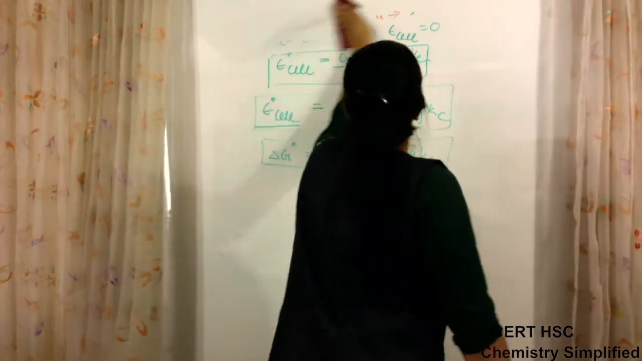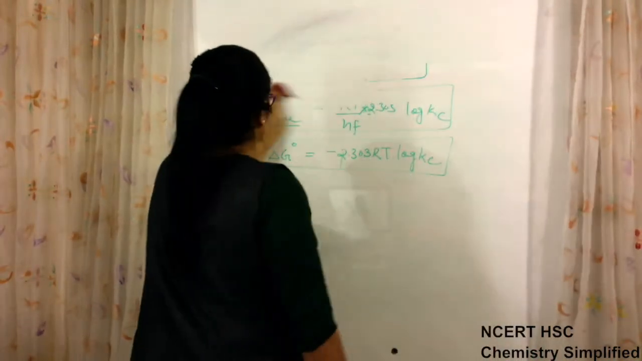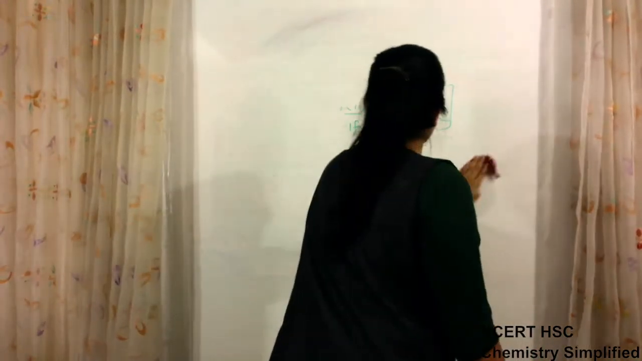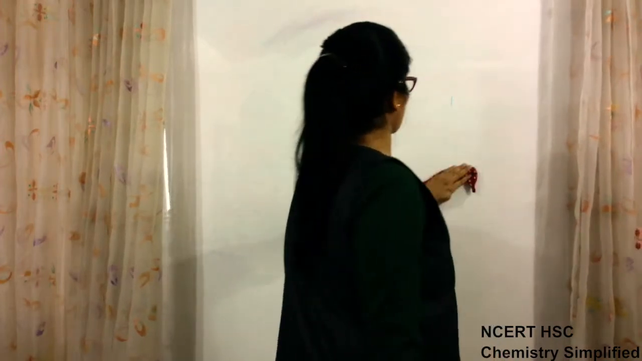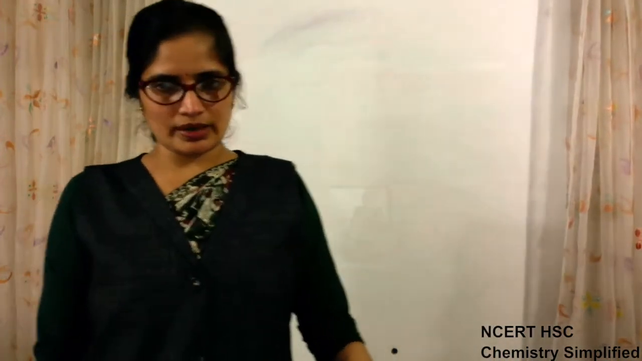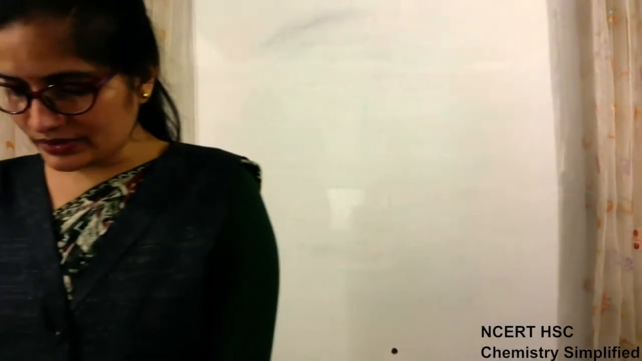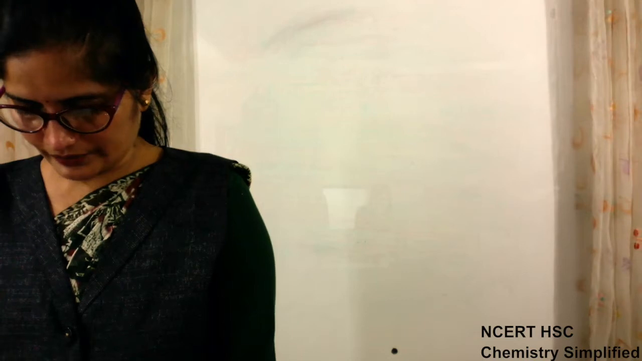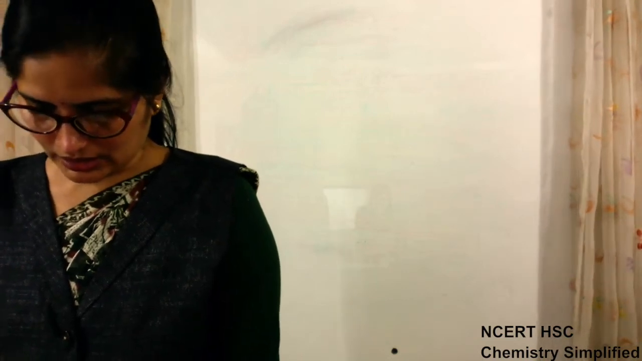Okay, now this equation, the Nernst equation, is very important, because every time there are numericals based on it. So we will see a few examples, just one or two, then we will move to some other topic. Let us see one example.